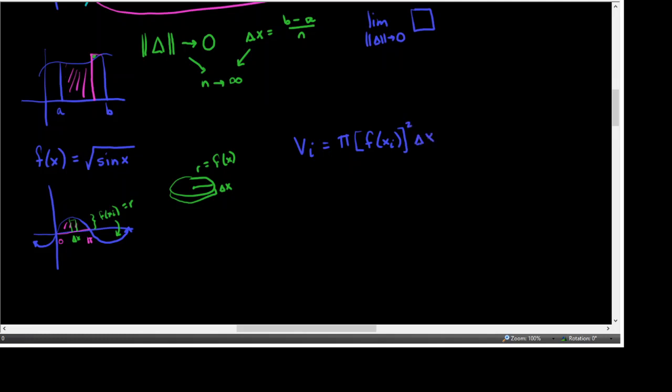So using that volume of a cylinder, volume of a disk formula, leads us to this integral, which we talked about how that happens. So this becomes pi times the integral from 0 to pi. Those are the upper and lower bounds of the region. So we're going from x equals 0 to x equals pi. Then the function that we're working with is the square root of sine of x.